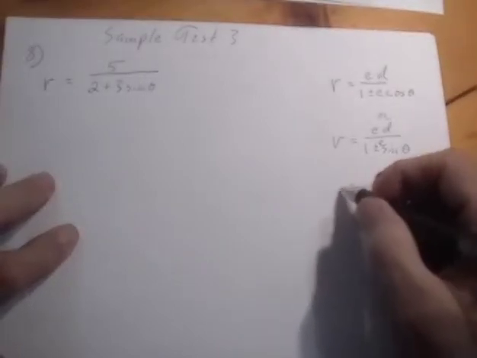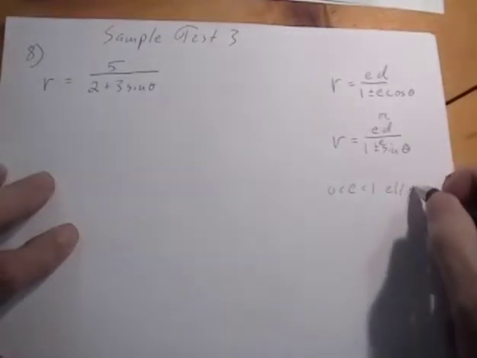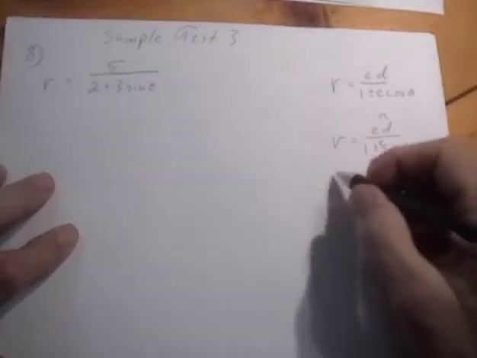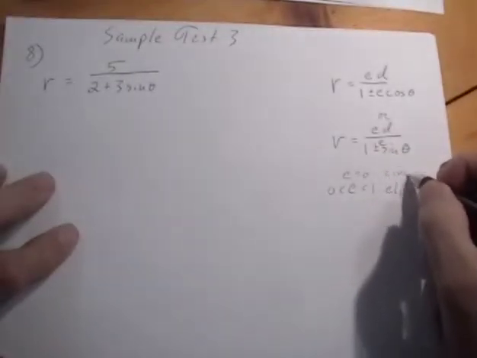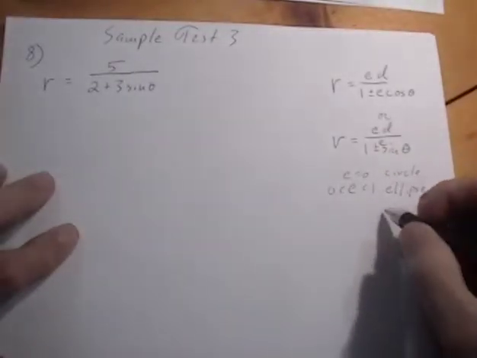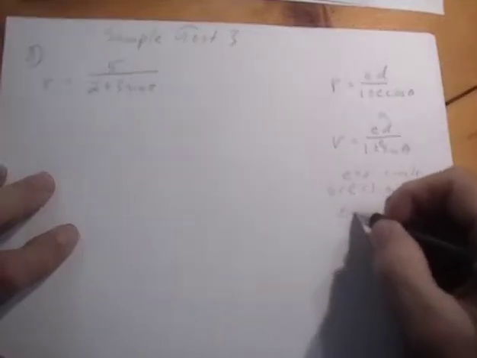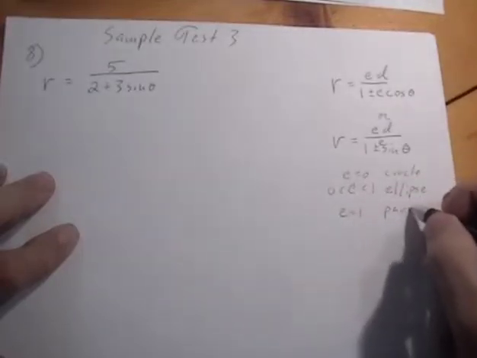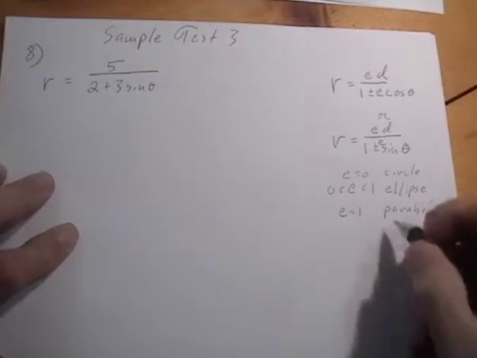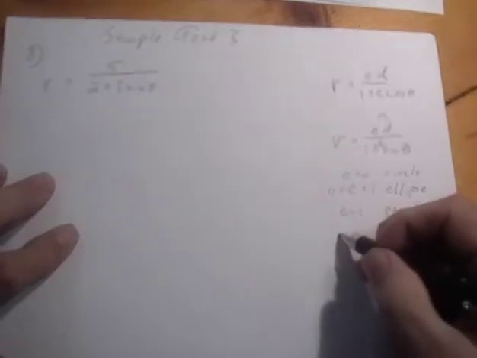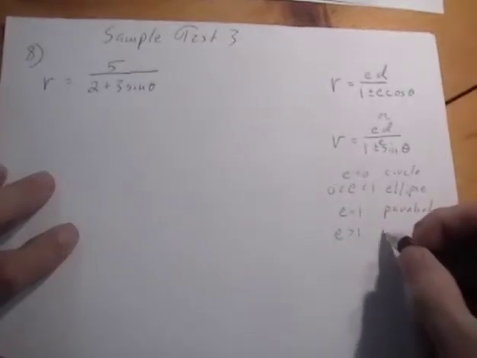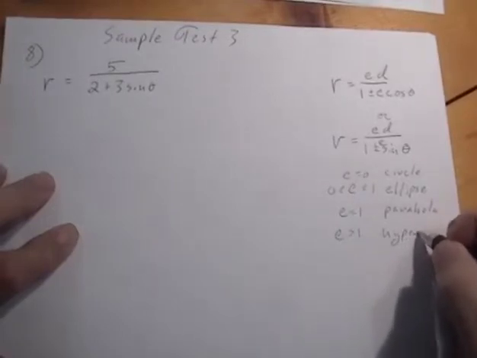Remember that if E is between 0 and 1, it is an ellipse. If E equals 0, then it's a circle. If E equals 1, then it is a parabola. And if E is greater than 1, it's a hyperbola.